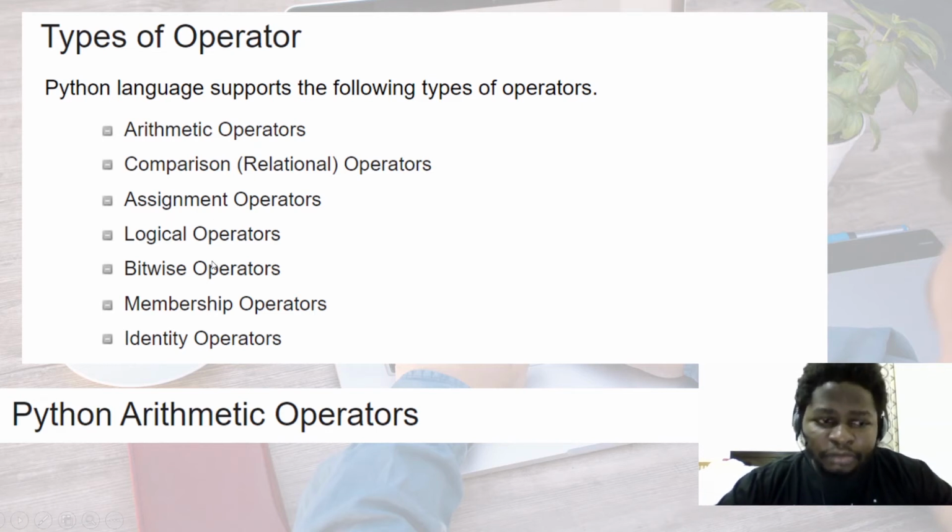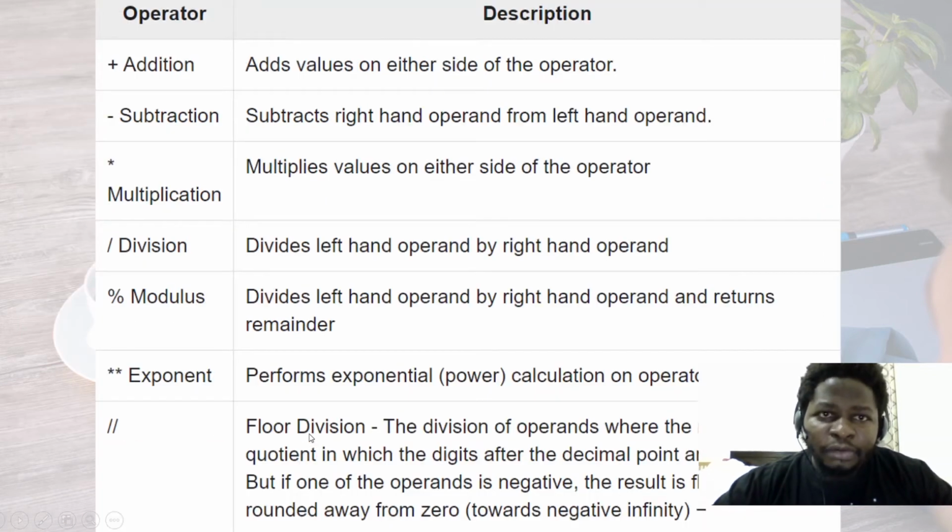So let's look at what arithmetic operators are. When we talk about arithmetic operators, we are looking at the most commonly used operators: addition, subtraction, multiplication, division, finding the remainder, exponent, float division, and so on. We'll see examples of each of these as we move on.